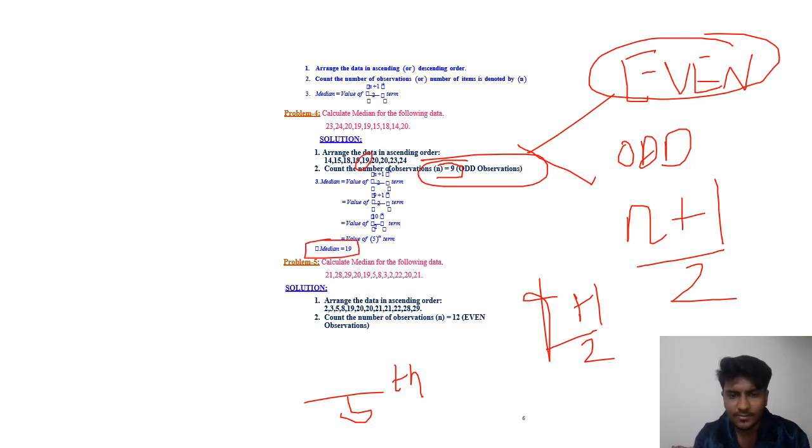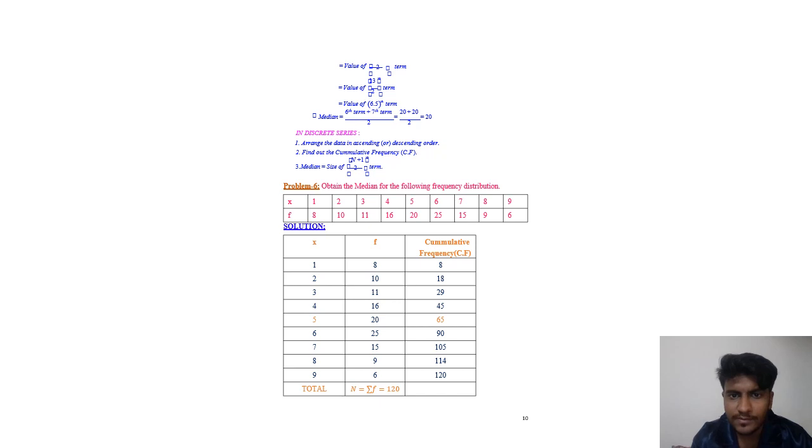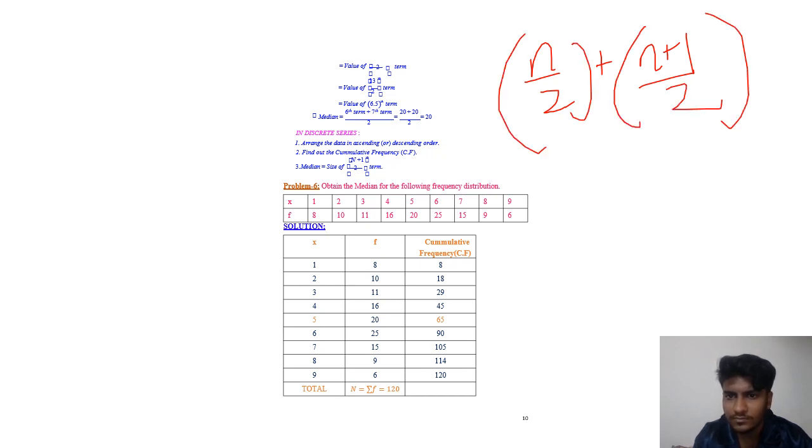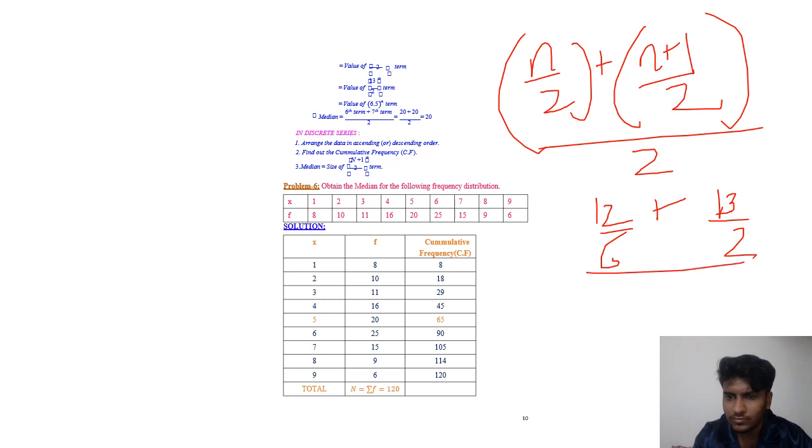So just remember this. Next, now this data set you have unarranged. You do not have arrangement in a definite order. So that is why you have to arrange this first of all. See over here, they have arranged it. And then you have to calculate the number of observations. Now it is 12, which is an even number of observations. How do we solve this even observation? We have to simply take n by 2 plus n plus 1 by 2, the whole divided by 2th value. That is 12 by 2 plus 12 plus 1, that is 13 by 2, the whole upon 2.